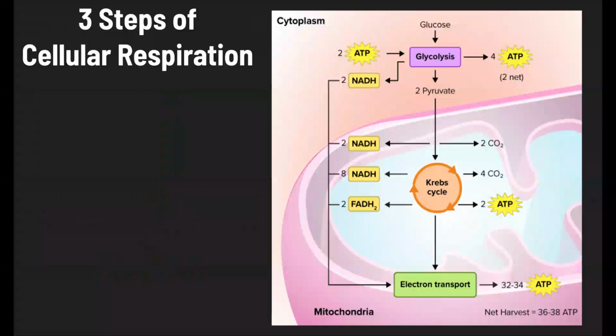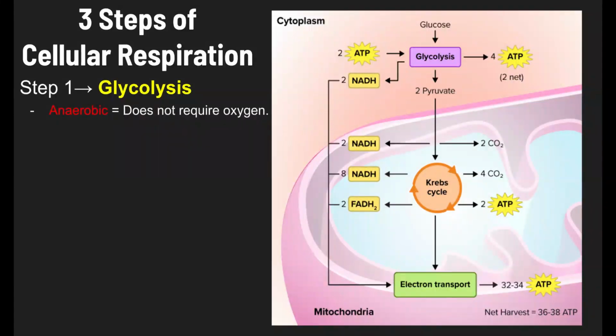Now, to do that reaction, there are three steps. These are the three steps of cellular respiration. Step one is called glycolysis. This step is anaerobic, meaning this step does not require oxygen. And this step happens in the cytoplasm, which is the space outside of the mitochondria.